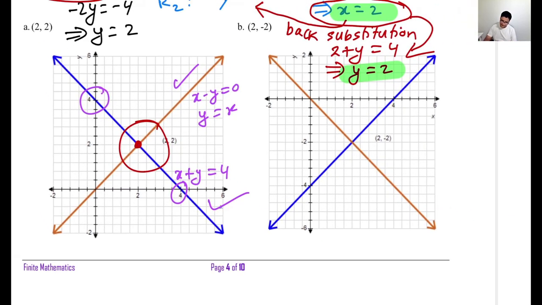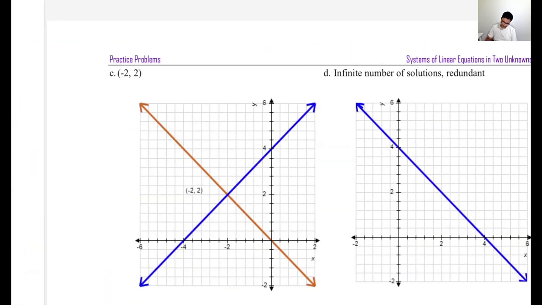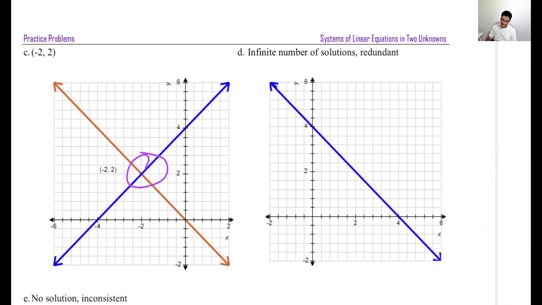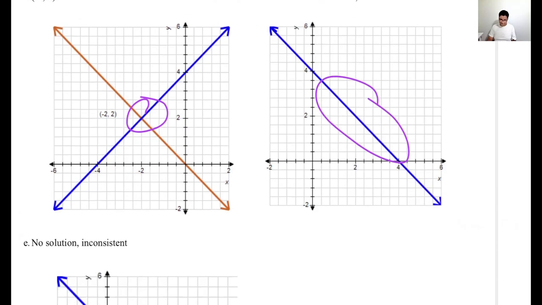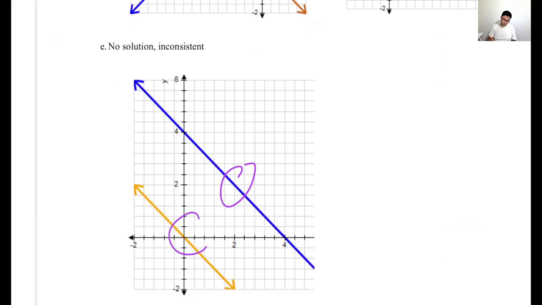If you look at other graphs, 2 and minus 2, that's not matching. Negative 2 and 2, that's not matching. And here it has infinitely many solutions. The graphs are overlapping. That's also not the case. And here there are no solutions. That is also not the case.